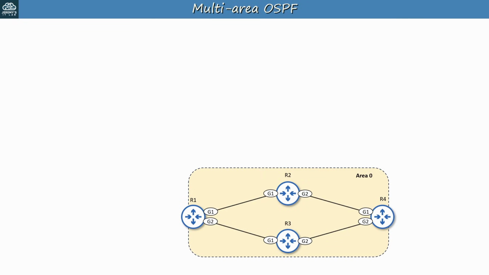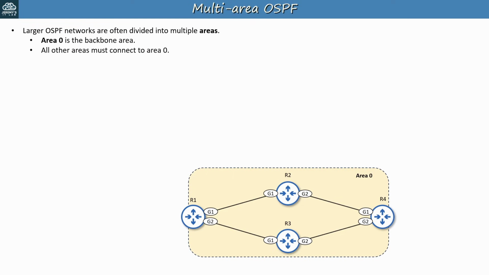Now let's move on to another major topic, multi-area OSPF. This will get its own video later in this section, but let me introduce it here. Larger OSPF networks are often divided into multiple areas. Area 0 is the backbone area, and all other areas must connect to Area 0, giving a two-tier hierarchical structure.